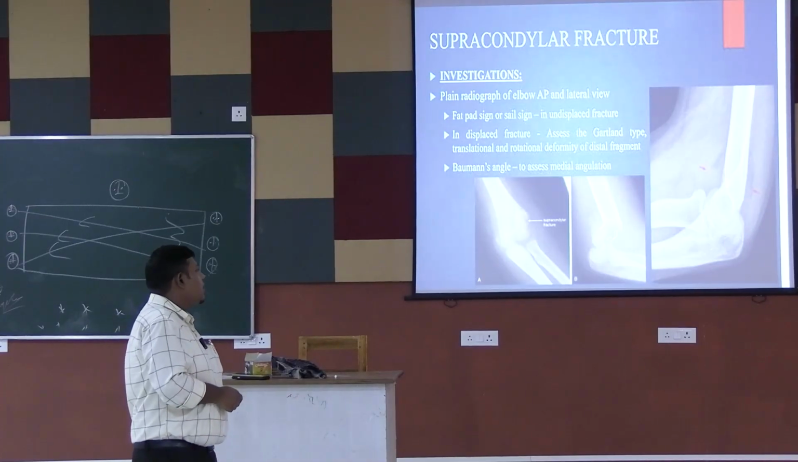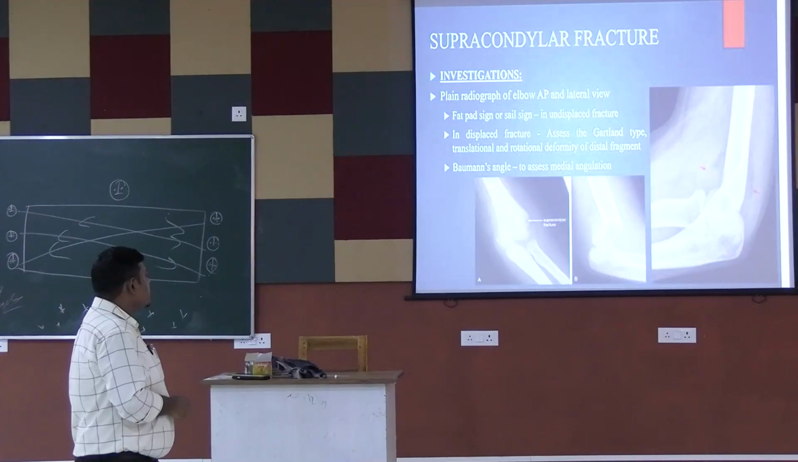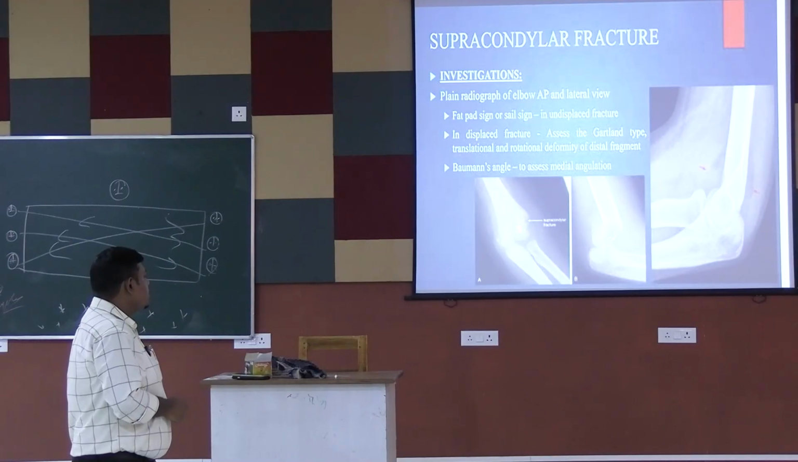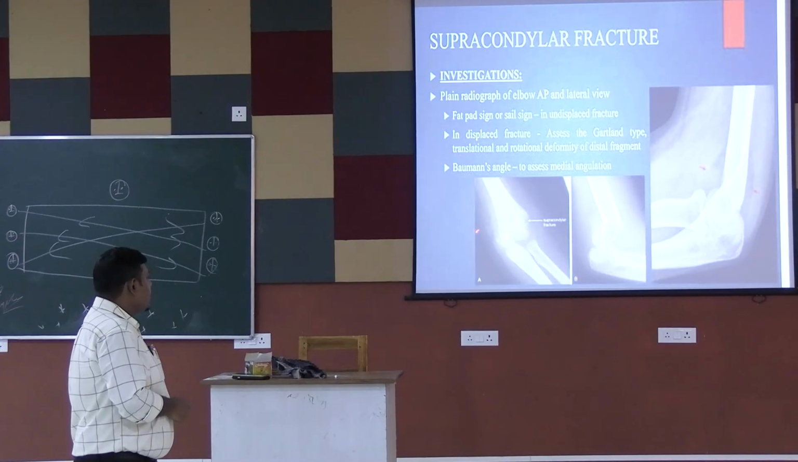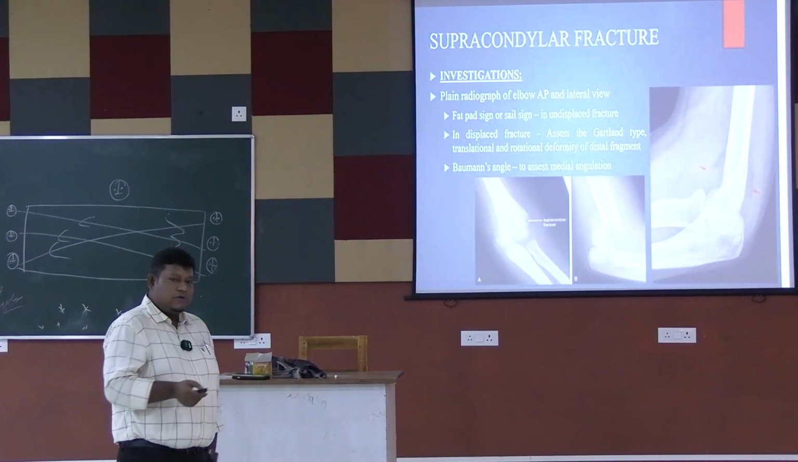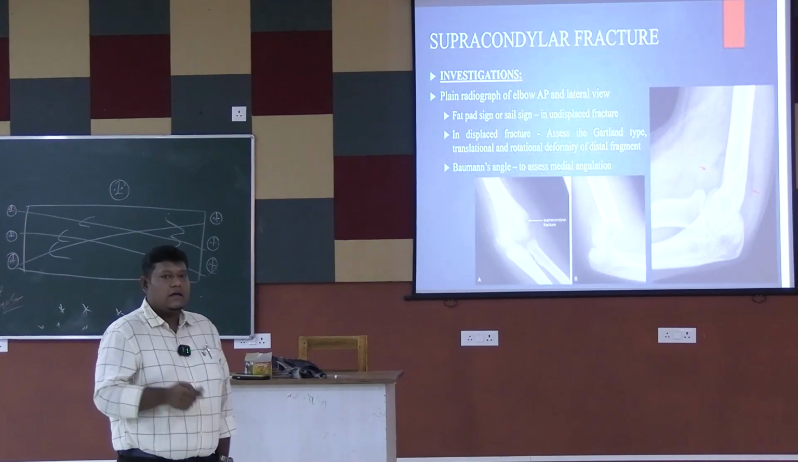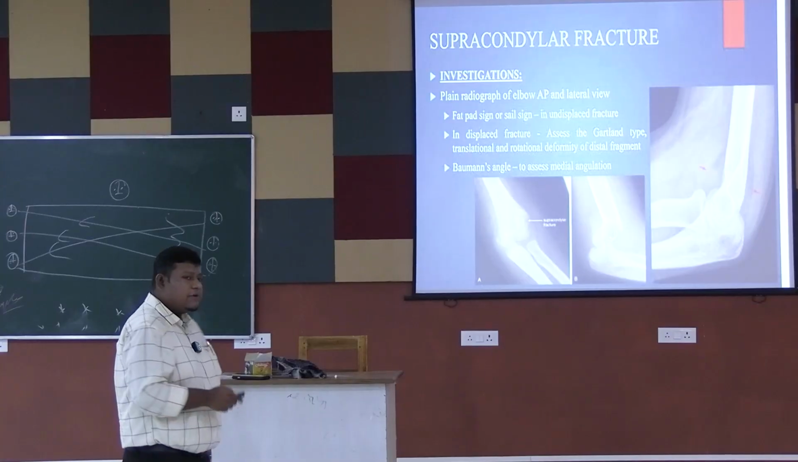What is Bowman's angle? Bowman's angle is the angle made by the fascial plate with a line bisecting the humerus, with a line bisecting longitudinally by the humerus. Okay, this and this. It is mainly 68 to 80 degrees. The importance of Bowman's angle is to assess your reduction, whether you have reduced it well or not.